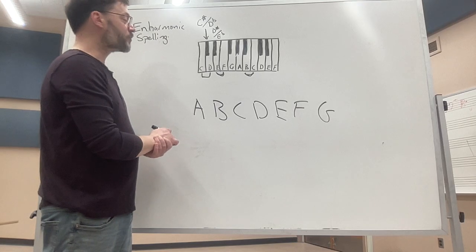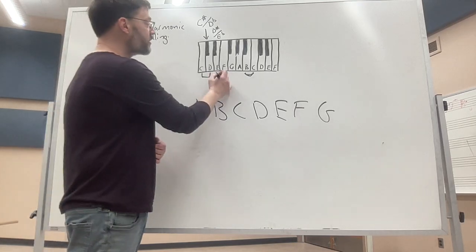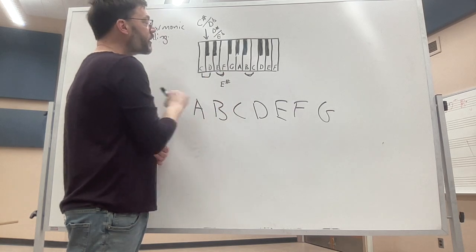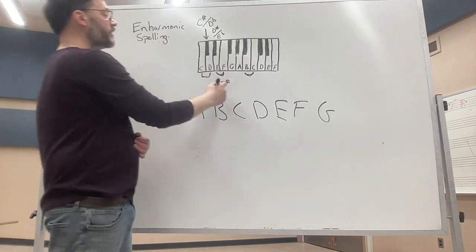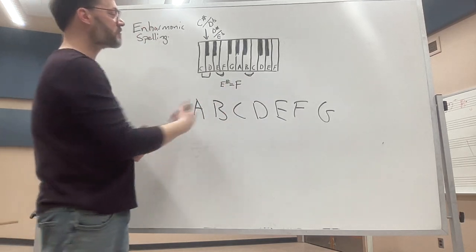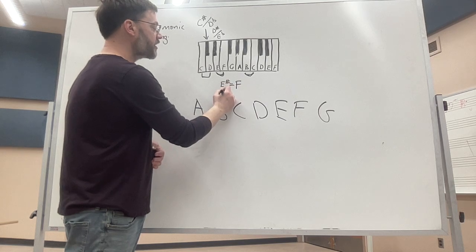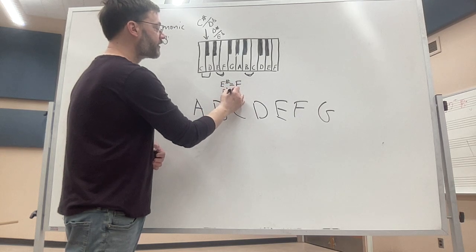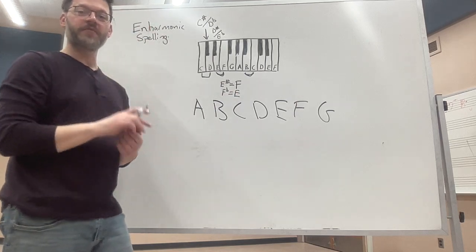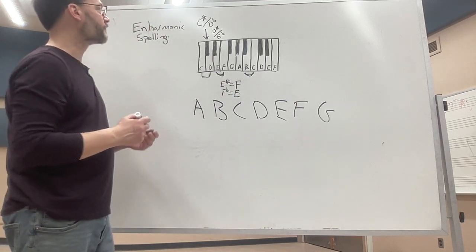Some students get confused, but you could have an E sharp. If I said E sharp, the enharmonic spelling is F. So E sharp and F are the same thing. I could go back the other way. So F flat and E are also the same. And we could do the same with B and C.